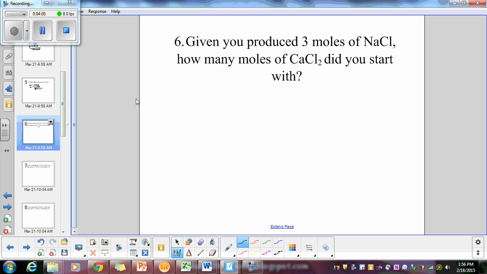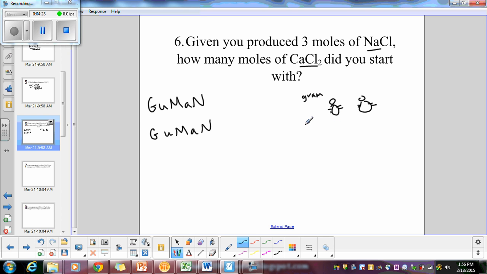Again, I'm going to use both Gumman and the mole rat. Here I have 2 different substances, so I need 2 different Gummans or 2 different mole rats. I'm starting with 3 moles of NaCl. So I'm starting with moles. And I'm trying to find how many moles of CaCl2. So I'm going to go from moles of one thing to moles of another.